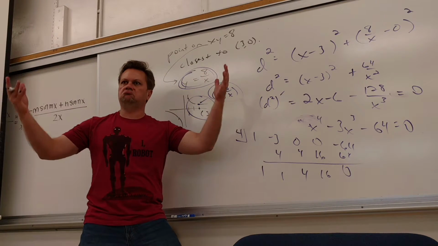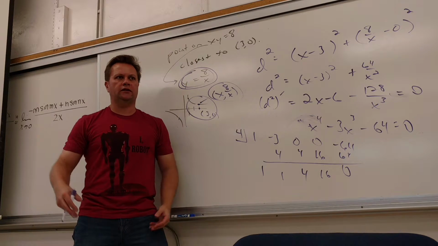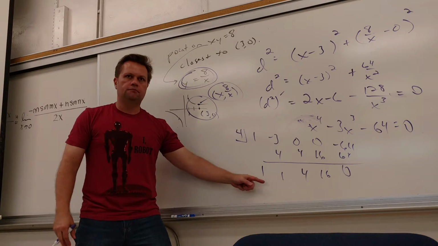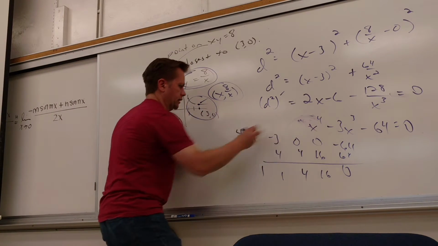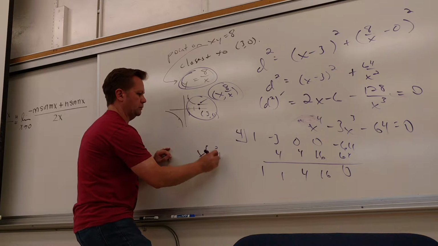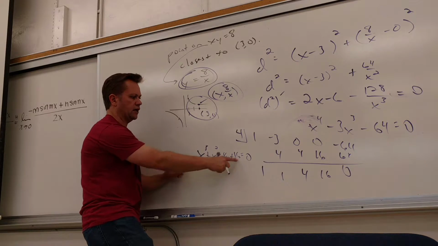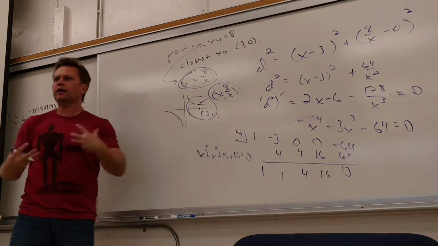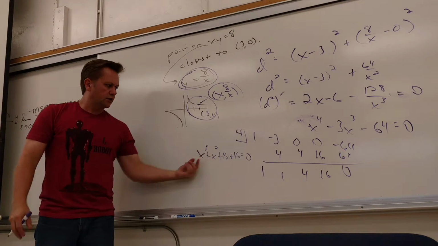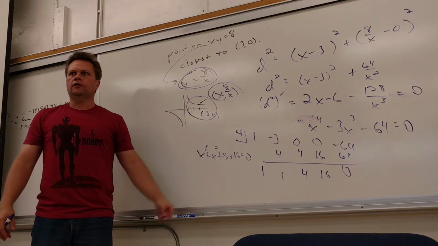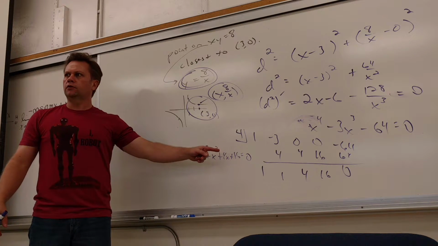And you're all like, sure, make a statement like that, Jeff. But what does this look like? This looks like x cubed plus x squared plus 4x plus 16. The only possible value of x that can make this equal 0 is a negative value. Any positive value of x is going to just keep adding to itself. It's never going to become 0.